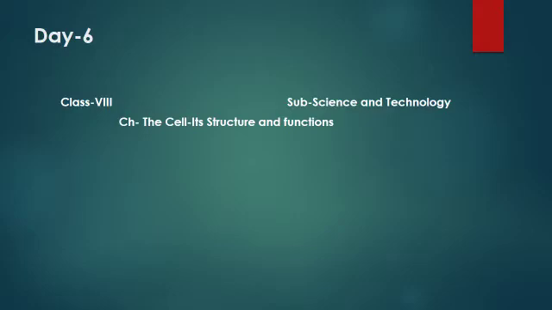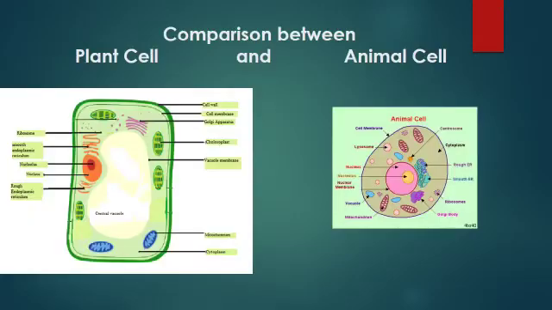We will continue with chapter 1, the cell, its structure and functions. The topic for today is comparison between plant cell and animal cell. Look at the diagrams. Number 1, it is plant cell.